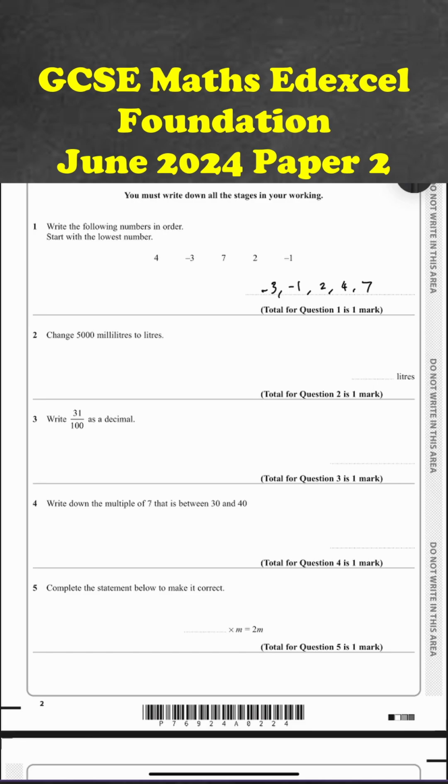Question 2. Change 5,000 millilitres to litres. There's 1,000 millilitres in a litre, which means 5,000 millilitres gives us 5 litres. Question 3. Write 31 out of 100 as a decimal. That is just going to be 0.31.